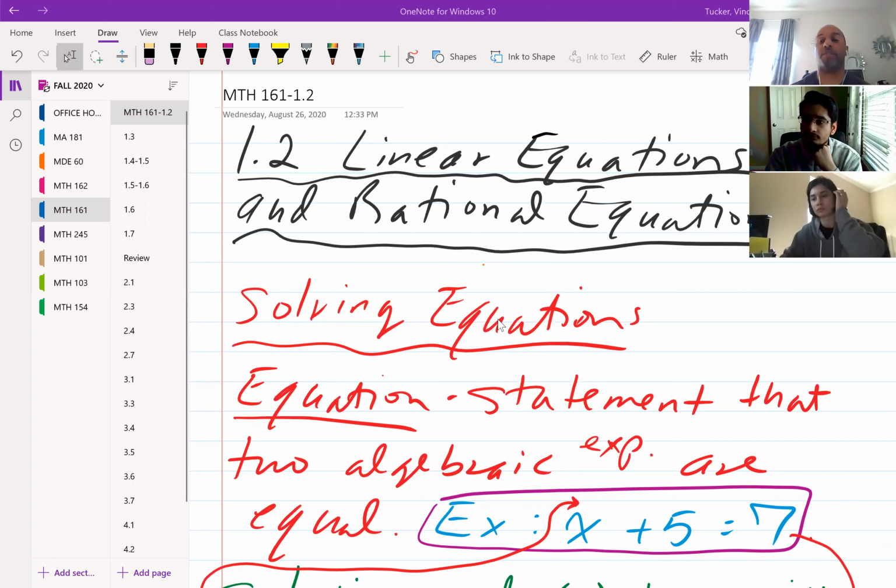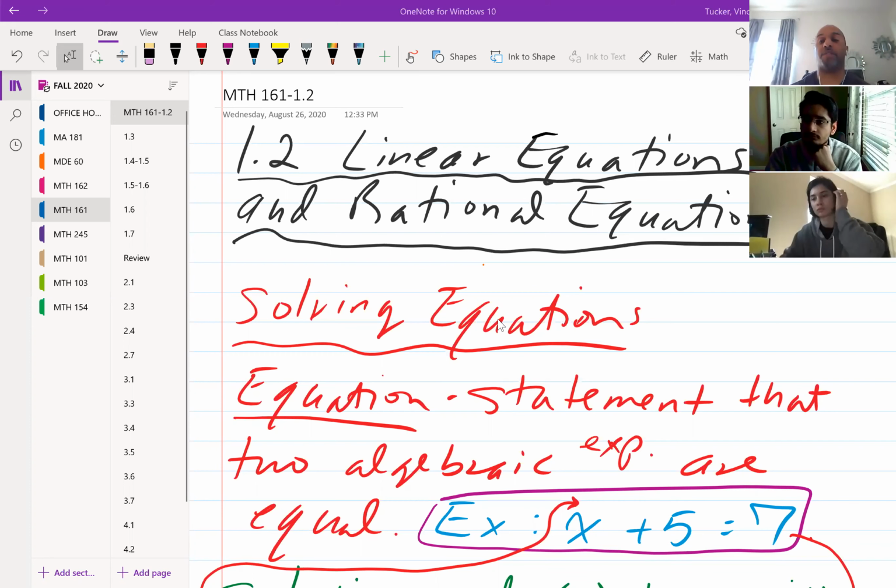All right. So 1.2, linear equations and rational expressions. So we're starting off with just solving equations. Let me erase some of this. So the equation is just a statement that two algebraic expressions are equal. So a simple example of that is x plus 5 equal to 7.